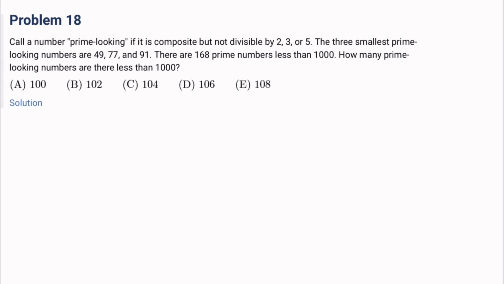Number 18. Call a number prime-looking if it is composite but not divisible by 2, 3, or 5. The 3 smallest prime-looking numbers are 49, 77, and 91. There are 168 prime numbers less than 1,000. How many prime-looking numbers are there less than 1,000?